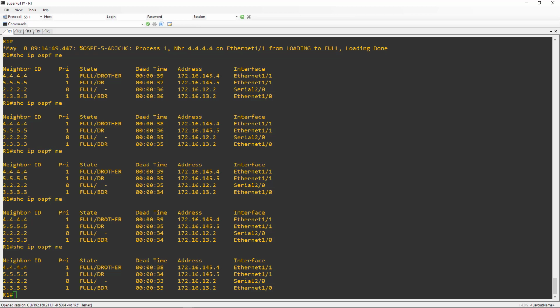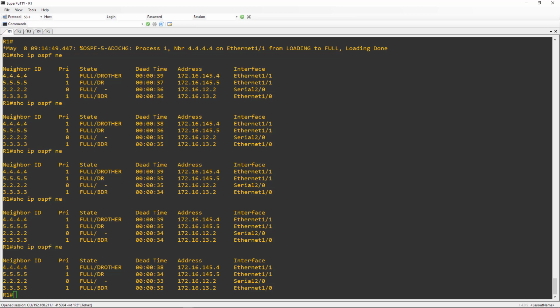Now, router 4 is the DR other, which means router 5 is the DR. So if I do a clear IP OSPF process in this case, naturally router 1 is going to become the DR. And again, it would have anyway because it was already the BDR in this particular case.